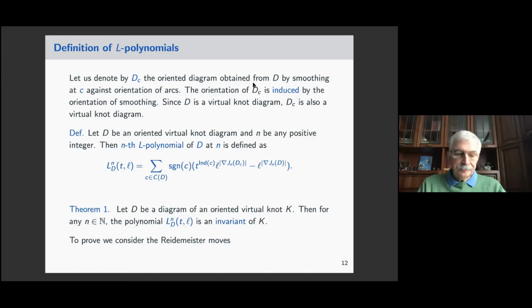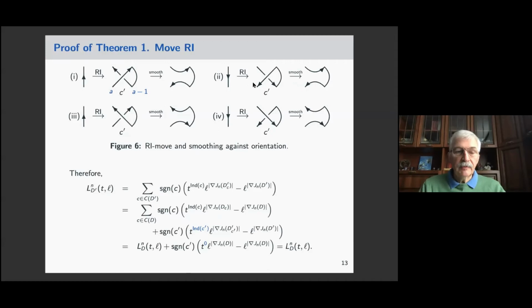So to prove this theorem, we need just consider Reidemeister moves and check that our expression, our polynomial, stays invariant under each of the Reidemeister moves, in the sense that we consider only those moves where we use classical crossings. And I'll give you some idea how to prove it. So suppose we consider Reidemeister move one.